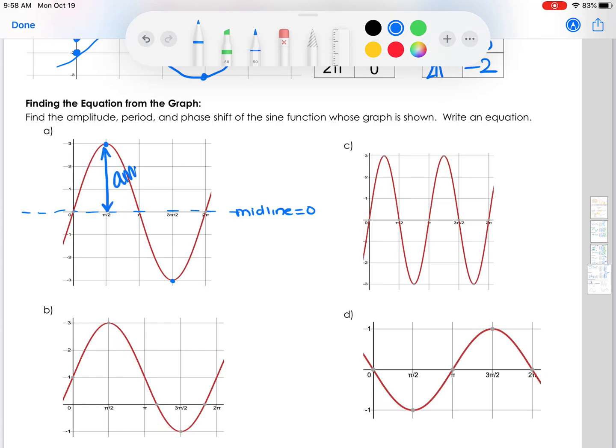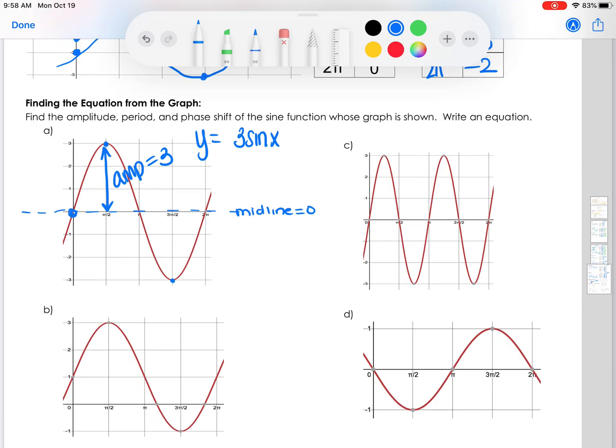I do notice, though, that I have my amplitude. My amplitude is from the midline all the way up. So my amplitude here is actually 3 spaces. And since I am going up first, then I know it's positive 3 instead of going down first. All right, so far I know that I have y is equal to 3 sine of x. I know I'm not adding anything to this in terms of d for the outside.